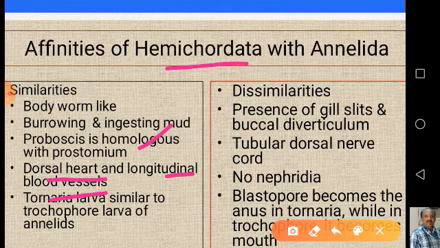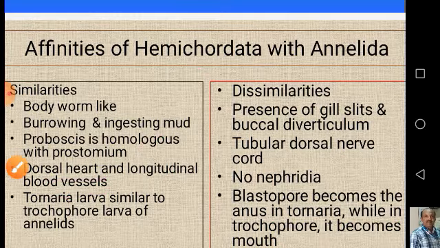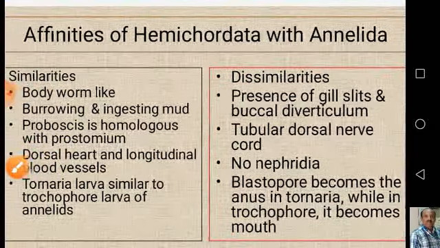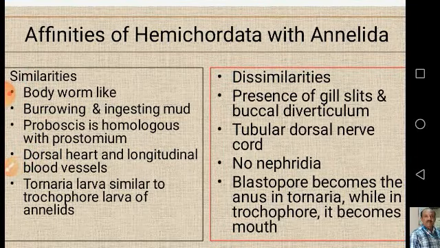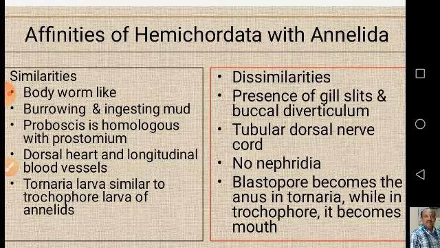But there are dissimilarities also. They are not less than the similarities. So let us have a look at the dissimilarities also. First, the presence of gill slits and buccal diverticulum. Hemichordates possess gill slits, whereas in annelids gill slits are not at all present, and the buccal diverticulum, which is present in the proboscis of Hemichordates, is not present in the annelida.